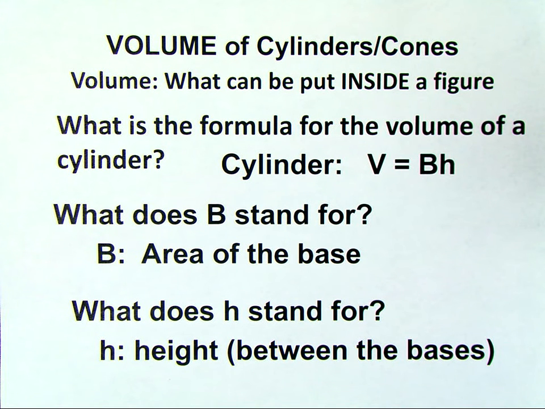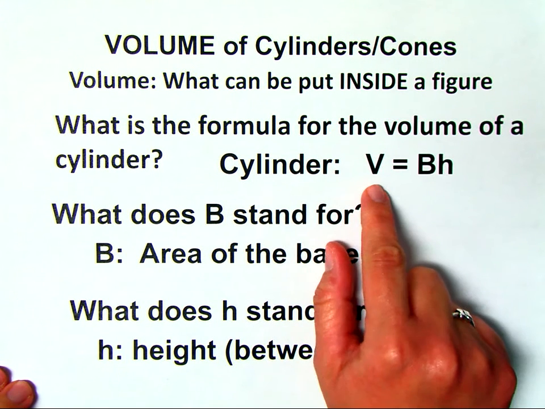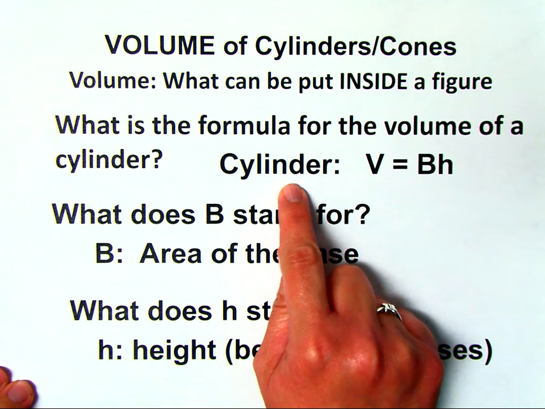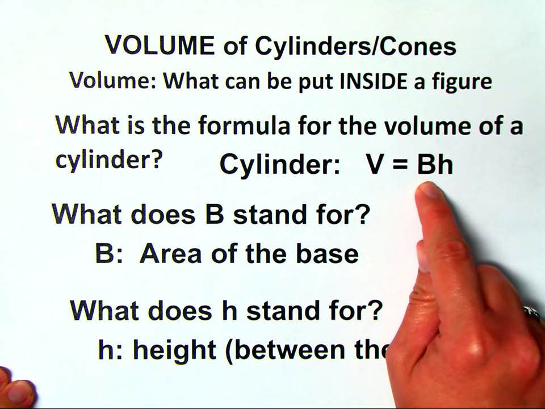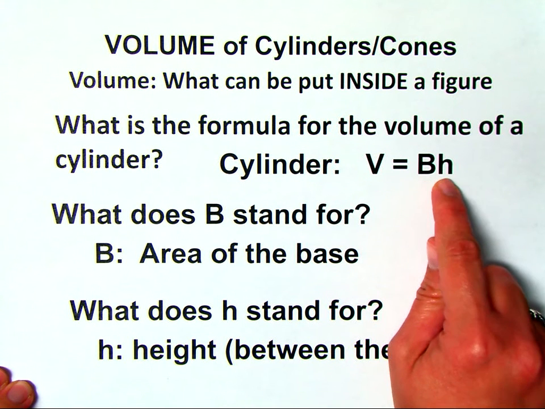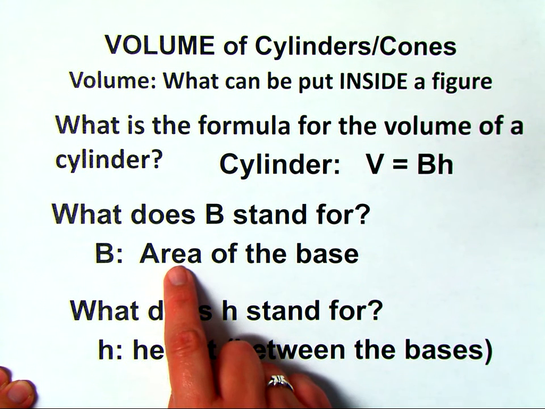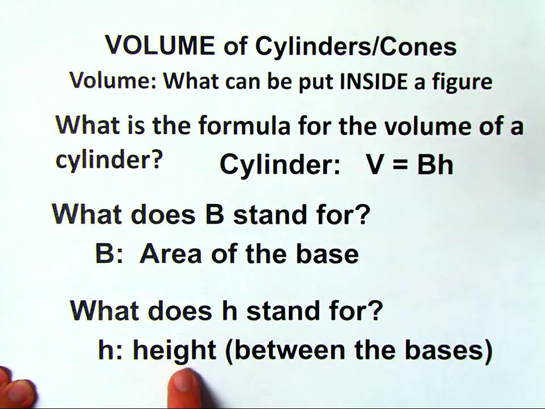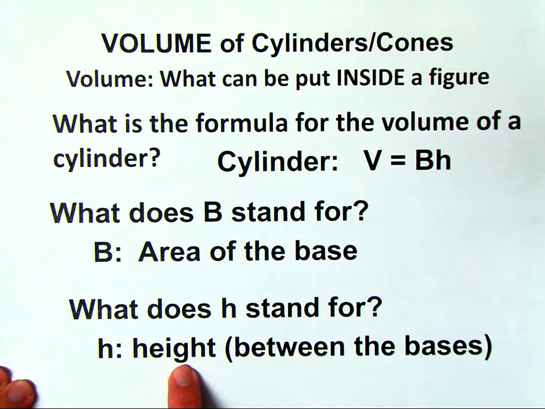So what is the formula for the volume of a cylinder? Well, here again, a cylinder is like a curved prism, so it's just going to have the same formula, area of the base times height, where the capital B stands for area of the base, and the H stands for the height, or the height between the bases. So we're going to do 2 examples together, and then you're going to try one on your own and check in with your teacher.